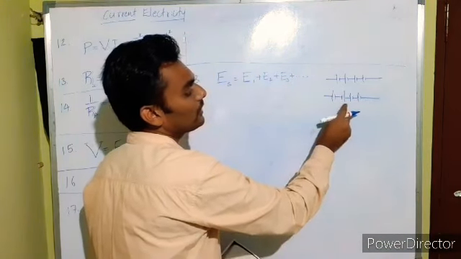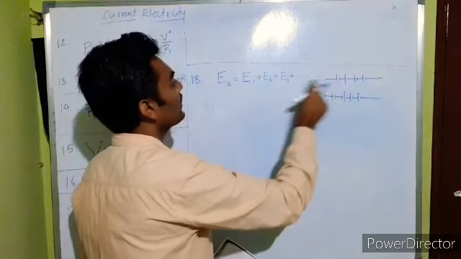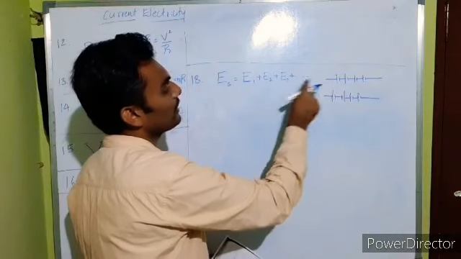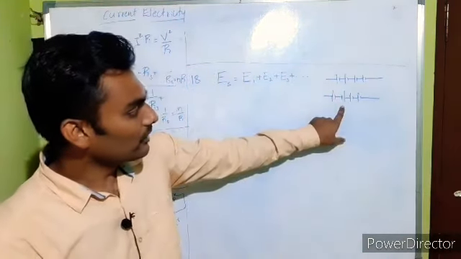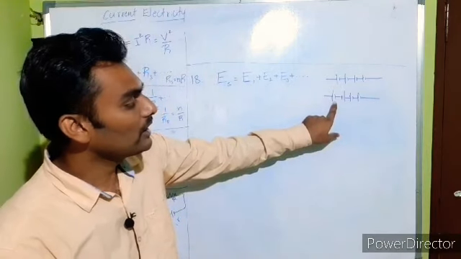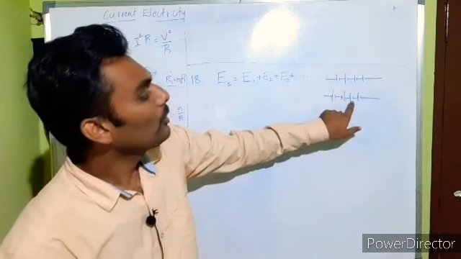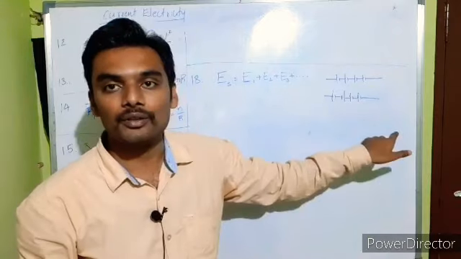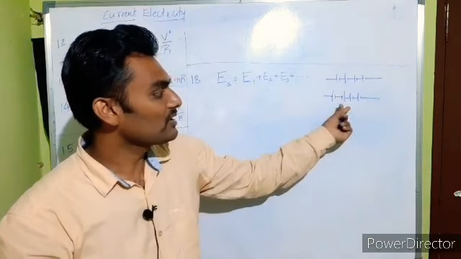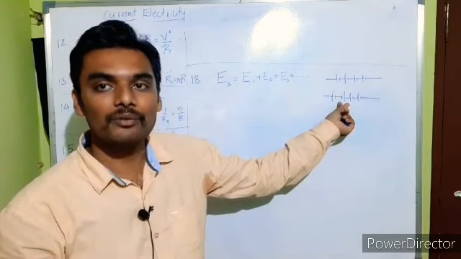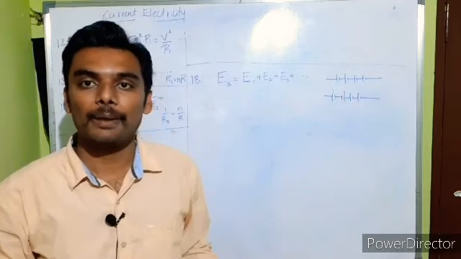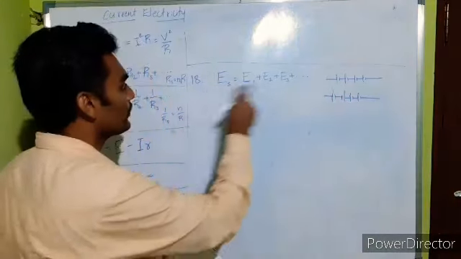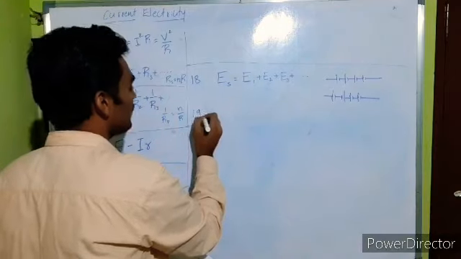E1, E2, E3, E4. This is the case when you simply write E1 plus E2 plus E3 and so on. If this is the situation, the net EMF will be E1 minus E2 plus E3 plus E4 and so on. The cell which has changed its direction will have a negative sign with its EMF value. Right, so this is for series combination.